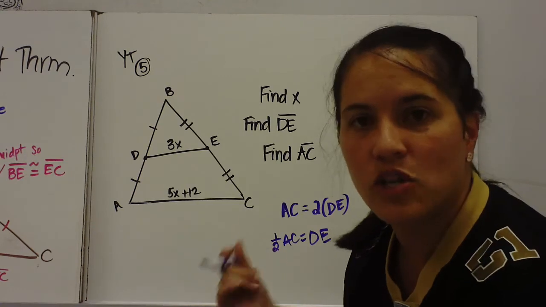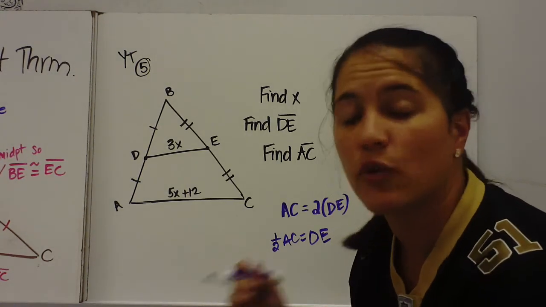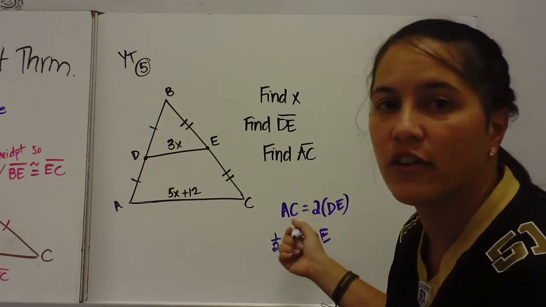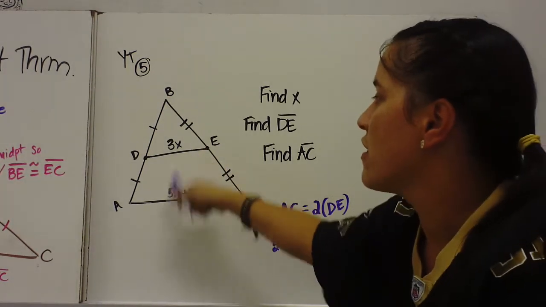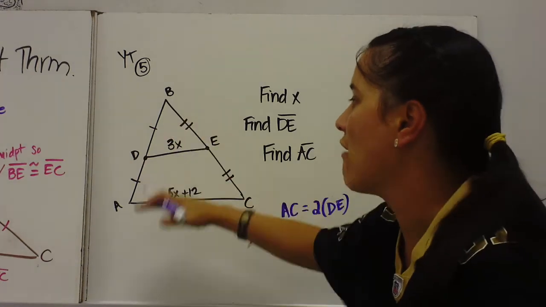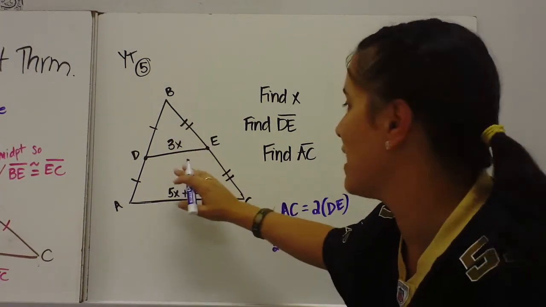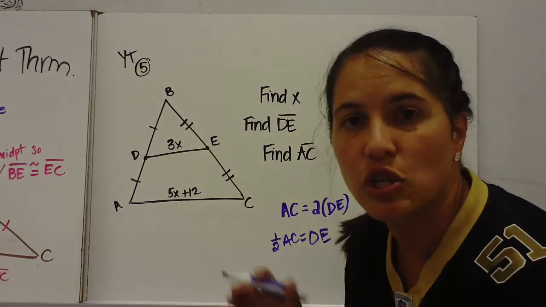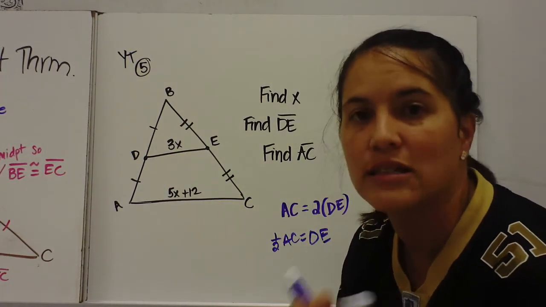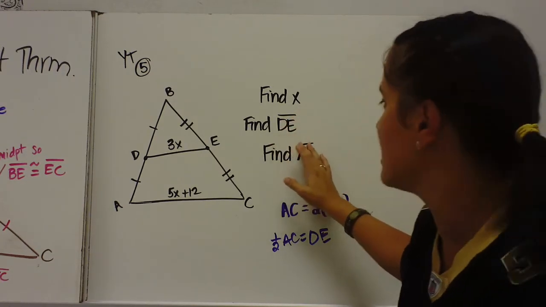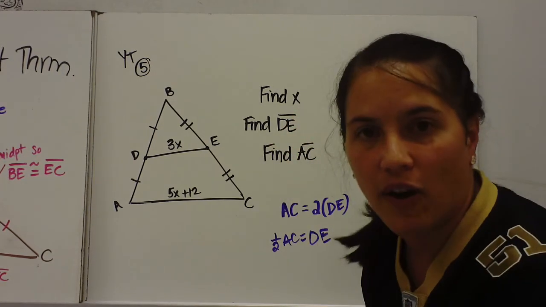I have helped you get the equation started. There are 2 ways you could do it. If you like fractions, you could use a fraction. If you like whole numbers, then you're going to use whole numbers. This is half of AC, or AC is twice as big as DE. So it gives you 2 different methods to do it. I'm going to ask you to set up an equation and solve for X, find DE, and find AC, and we will go over it in class.